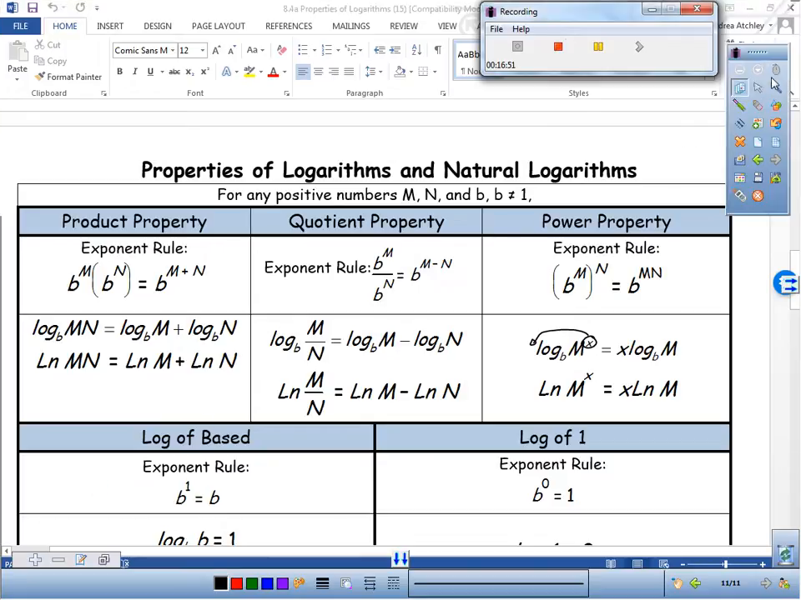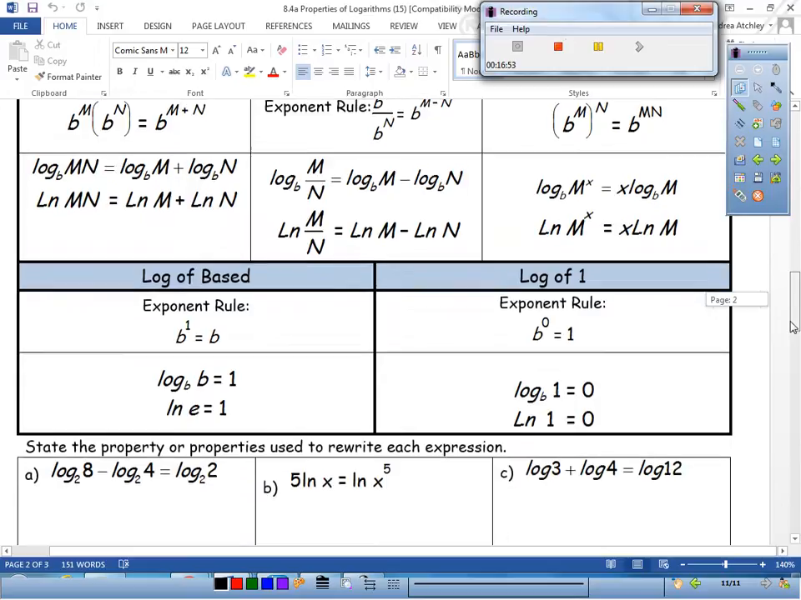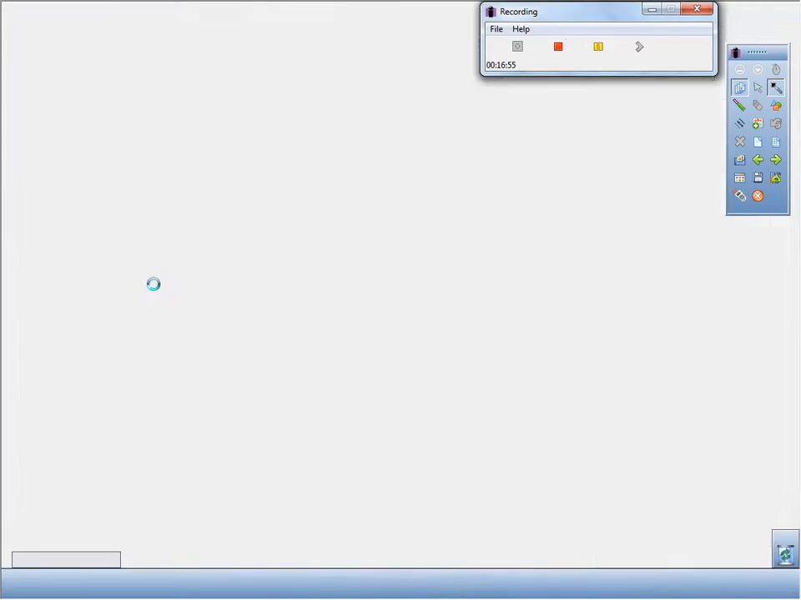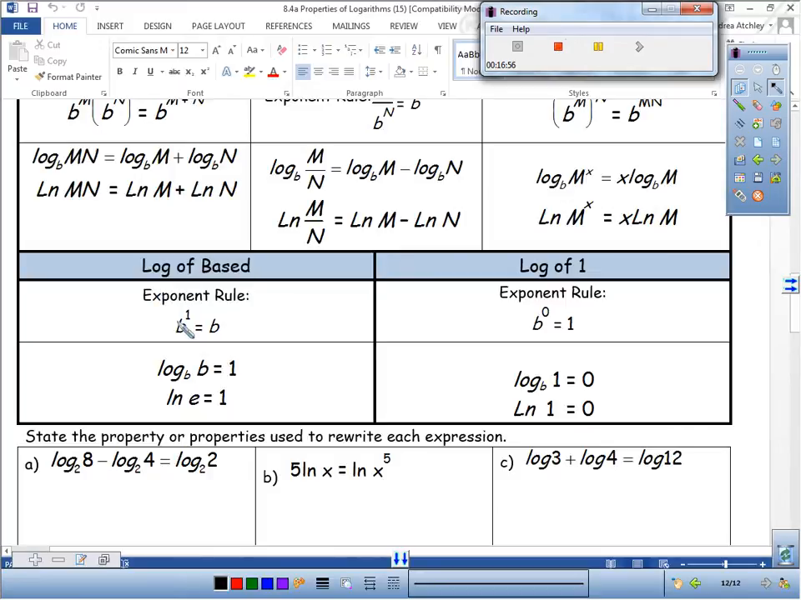We've also talked and kind of discovered these other laws. Log of base, exponent rule is base. When you have b as the first, you get b. And we talked about log base b of b is 1. So that was when we were having like the log base 5 of 5. That would equal 1. Same with ln. ln is the natural log, and so it's the base e. So ln of e is going to equal 1.